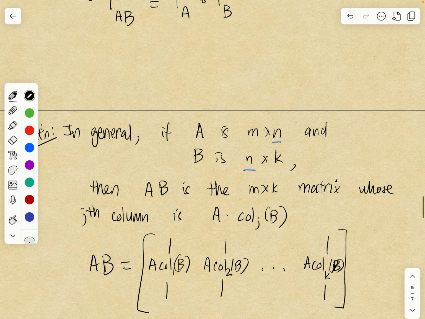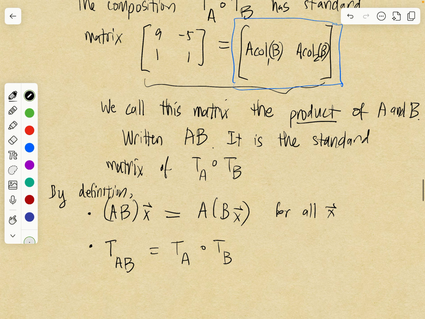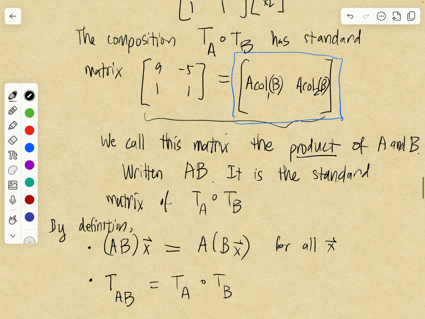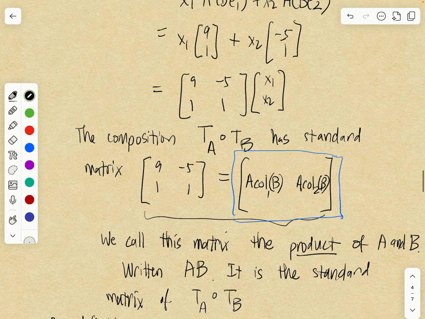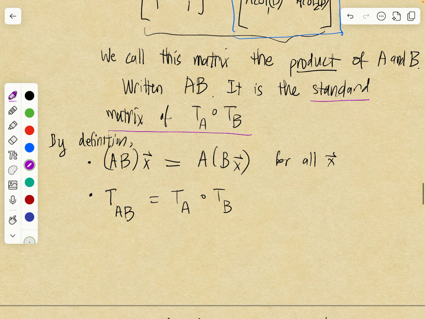Right? There's no such thing as B times A. And I just want to emphasize the reason why. It looks like a weird definition. Why do we multiply matrices this way? The reason is that when you multiply matrices this way, you get the standard matrix of the composition. So that way, when you do AB times X, you get the same as when you do A times the vector BX.